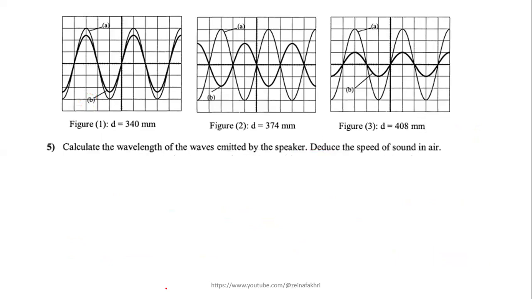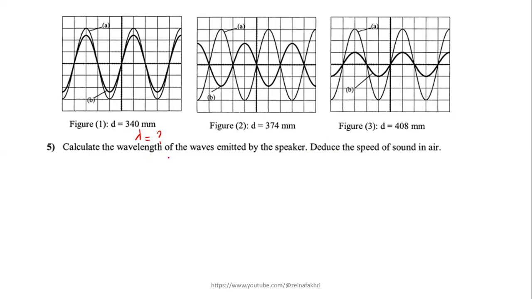Now, let's continue with number 5. Calculate the wavelength. So the question: we have to find lambda, emitted by the speaker, and then I can deduce the speed of the sound in air. To find lambda, in the strategy of thinking, I first think about the given, then the formula, and then if I have a law, I think about the law or principle. Now here, let's think about the given.